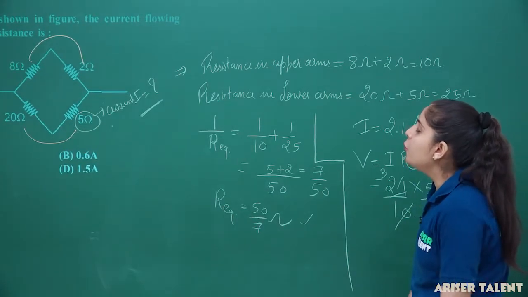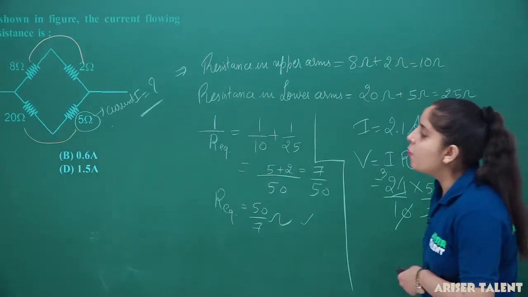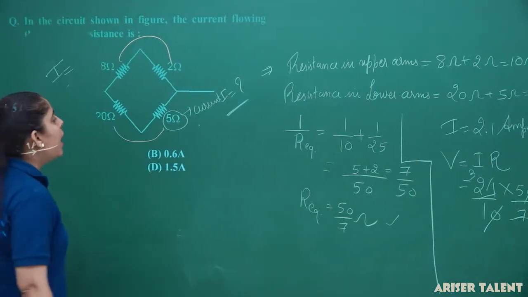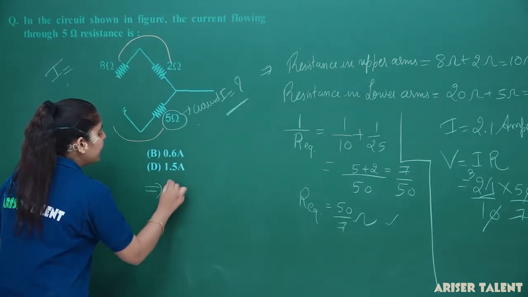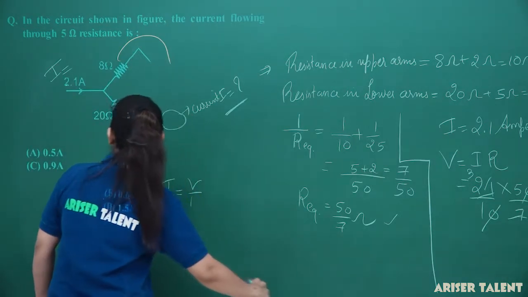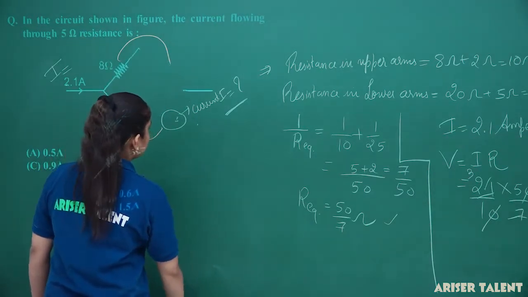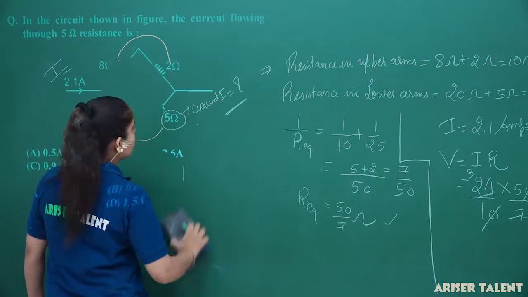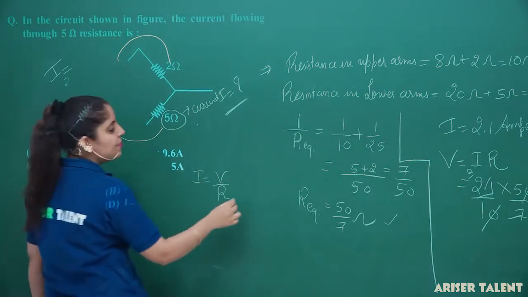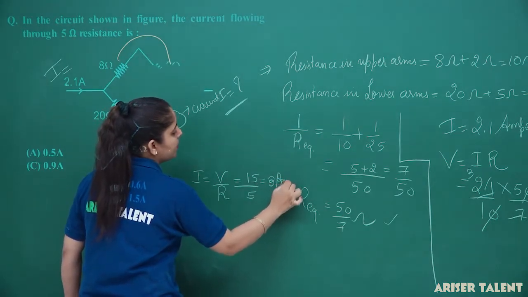Now, actually you have to determine the value of current in the 5 ohm resistor. So, if I have to find out the value of current in the 5 ohm resistor, how can I determine that value? I will be equal to V upon R. What is the value of voltage here? That is 15 and the resistance is 5 ohm here. So, current came out to be 3 ampere.